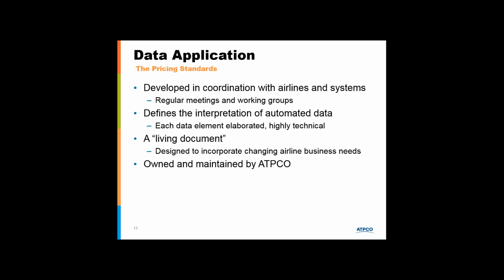So that coordination requires regular meetings between all the pricing systems and airlines. This we call a working group. When we create something new or there's an interpretation or a problem with automated data, we call it a living document, because sometimes we need to make a change in what happens with pricing of a data element, and that we maintain.